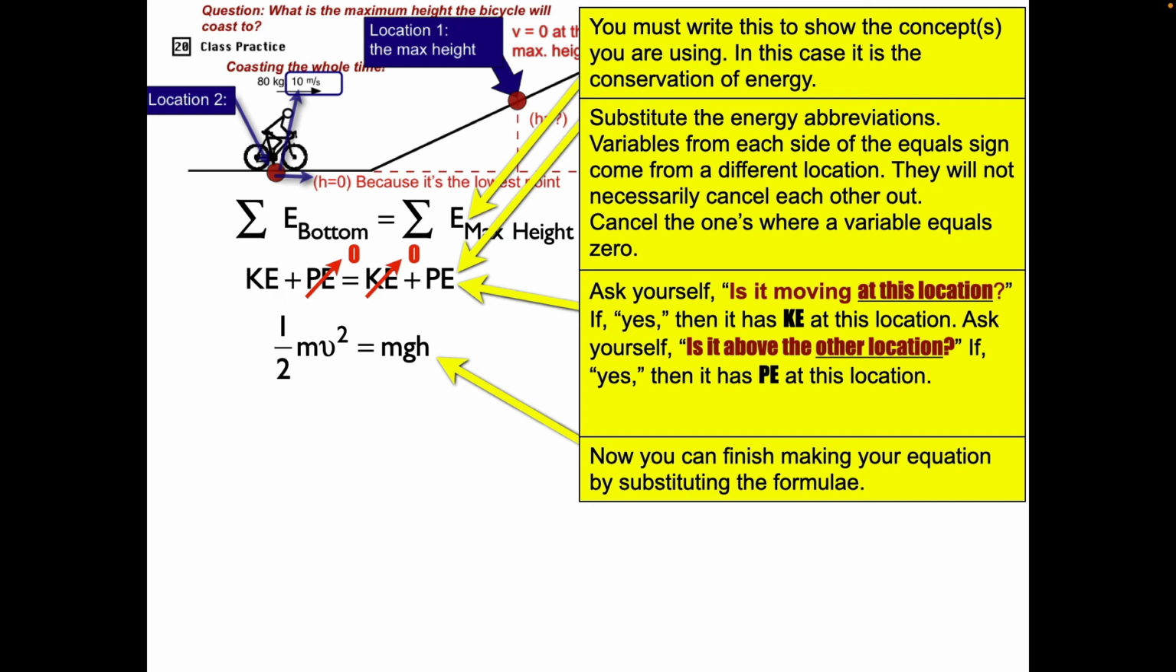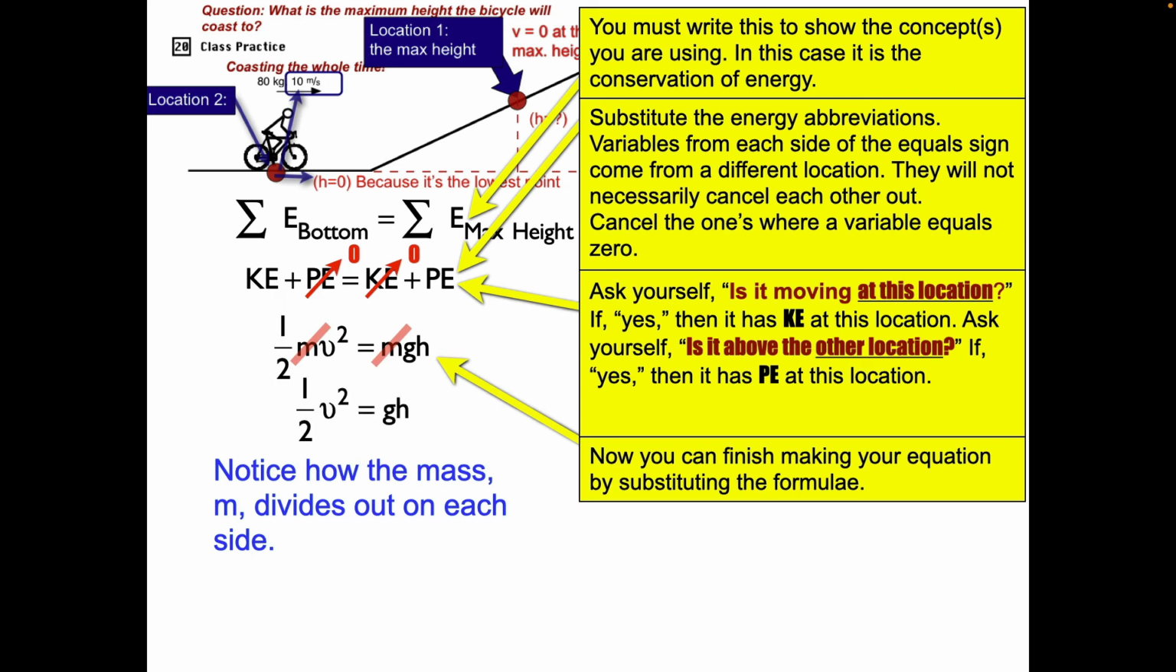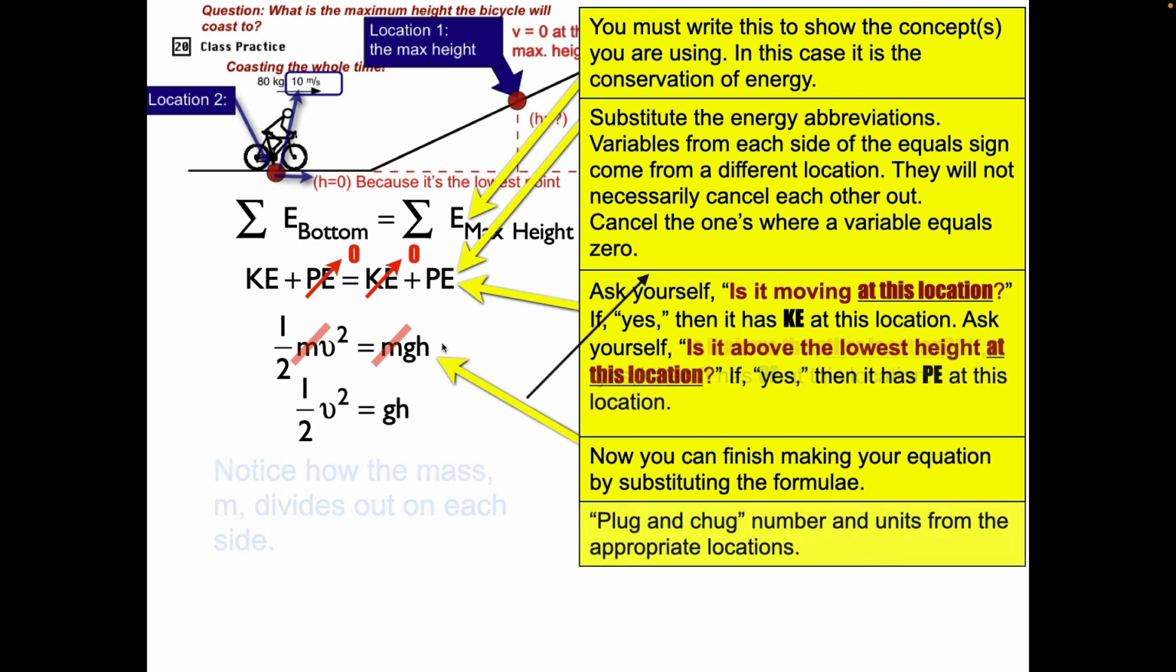Now, another cool thing about this setup, this perfect world setup we have, is that the masses are in every expression, so they will divide out. It doesn't always happen, but it does here. So now 1/2 v squared is equal to gh. Time to plug in and check our numbers and figure out what the answer is.